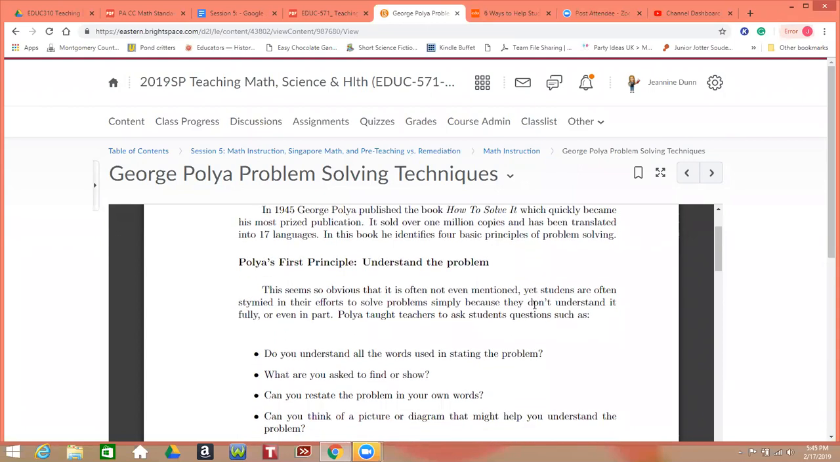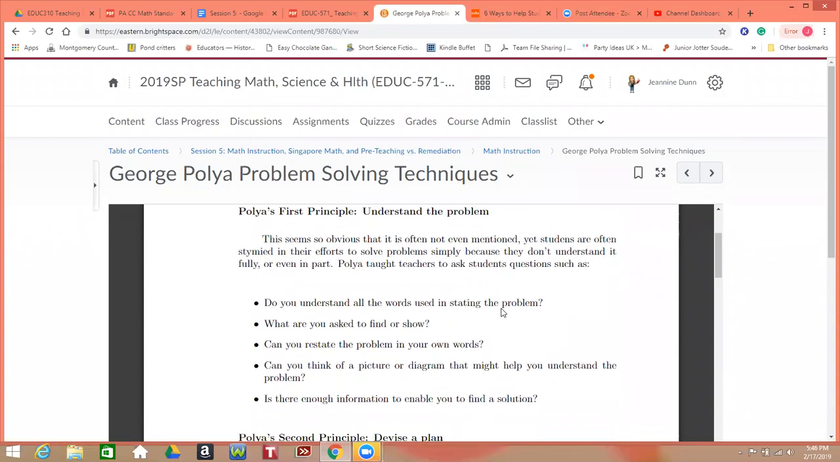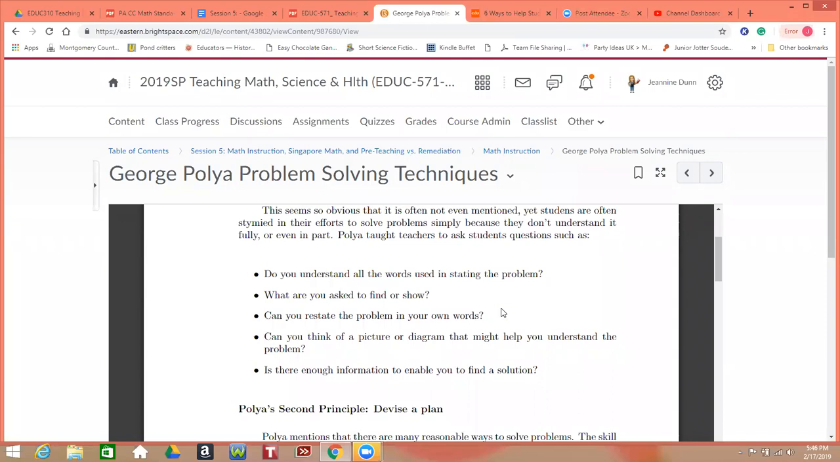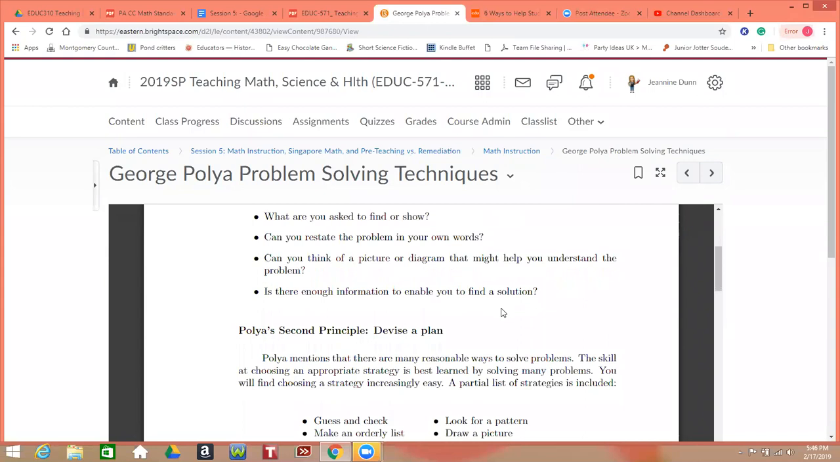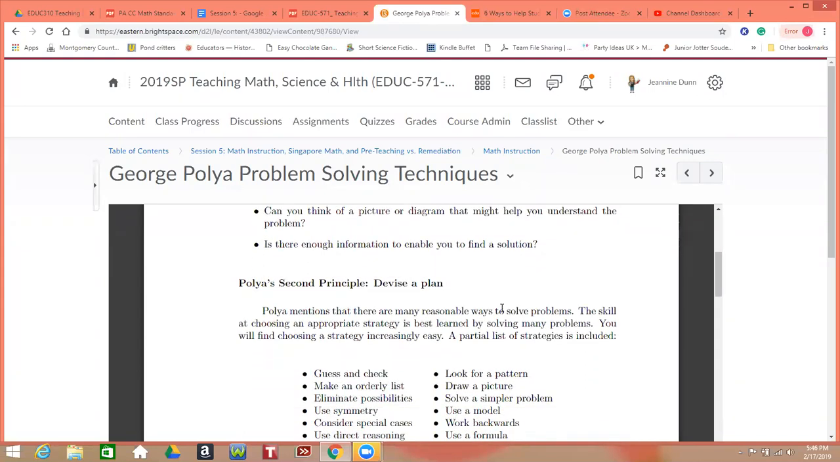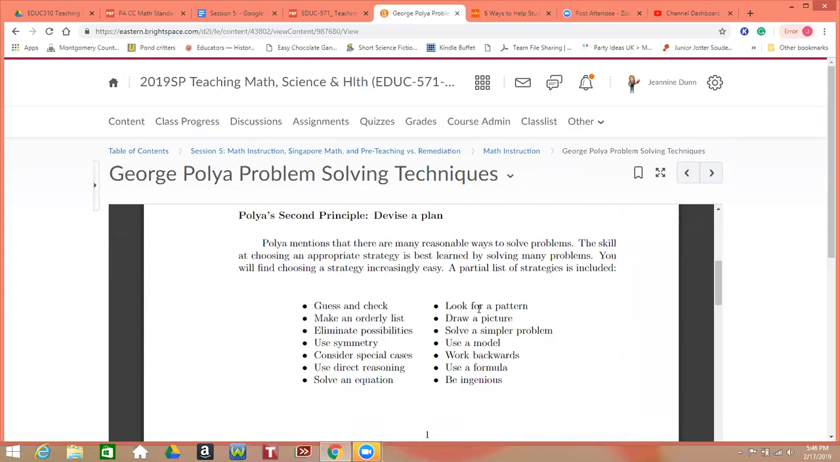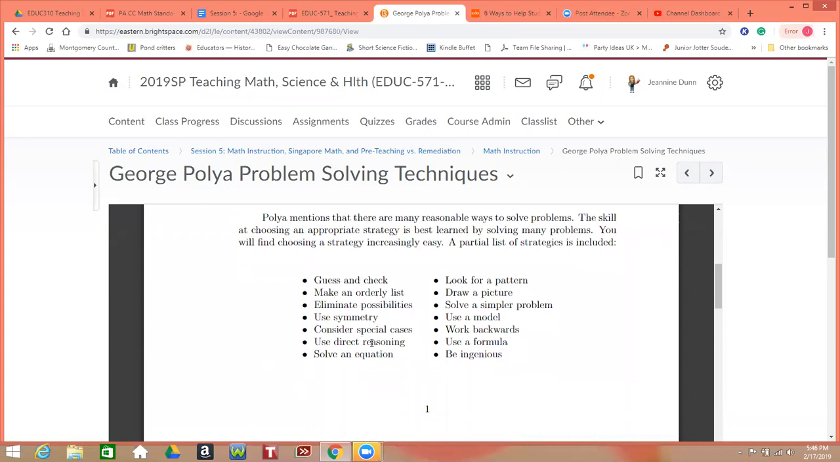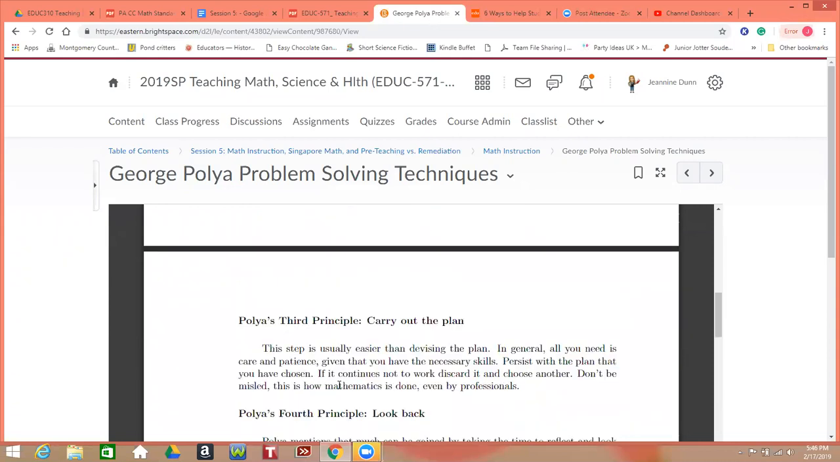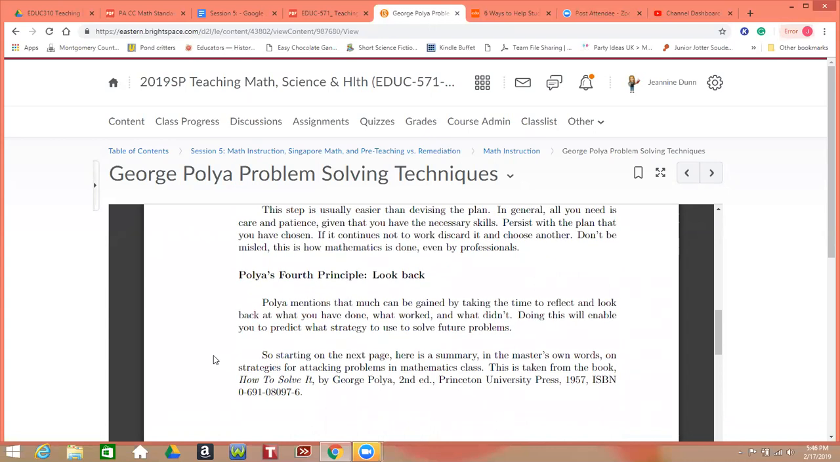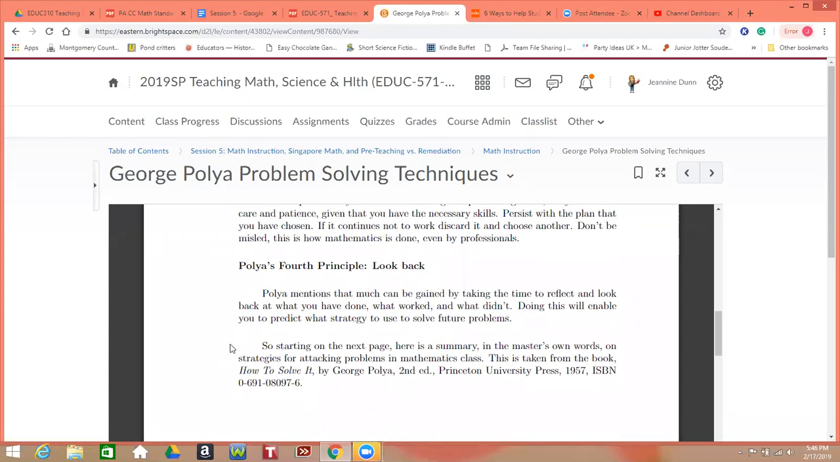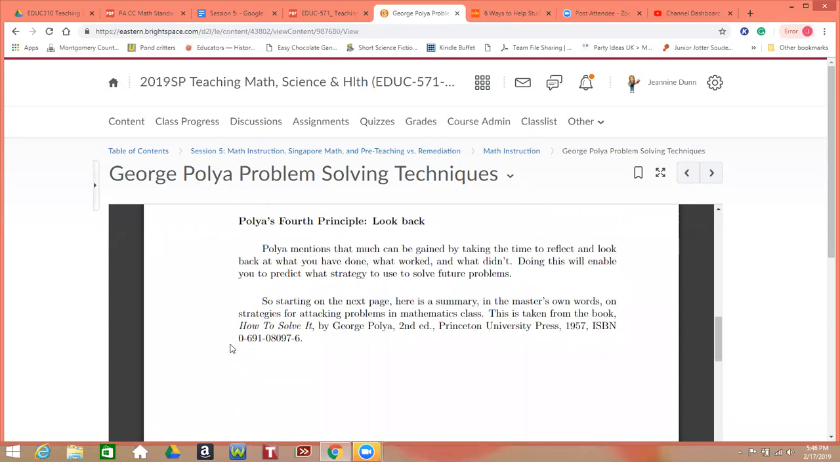But his real basic problem solving strategies starts with understanding the problem. And he does go into more depth about what it means to understand the problem. We're going to talk about vocabulary later, but understanding the words in the problem, really understanding what the question is asking you to do. Second step would be to devise a plan, and there's lots of different ways that you can go about devising a plan. Third step is to carry out that plan, which seems obvious. And then the fourth step would be to look back. Did you miss anything? Did you actually answer the question?